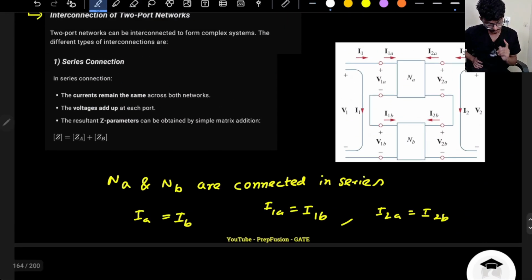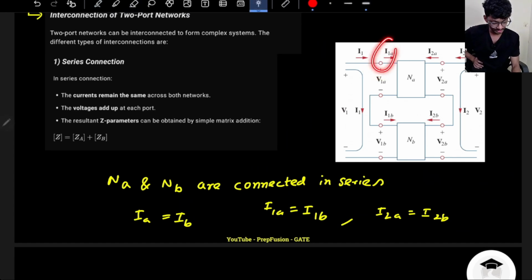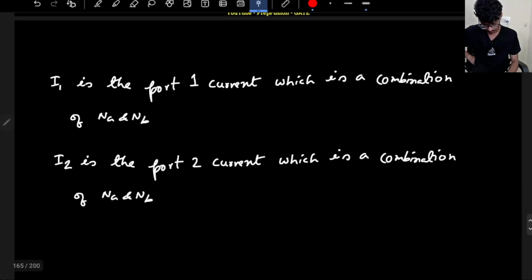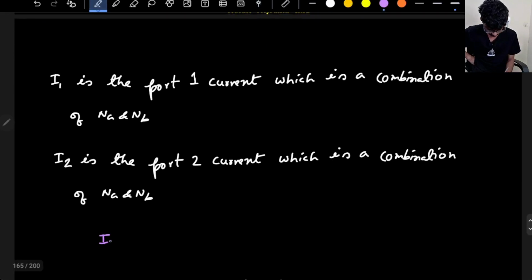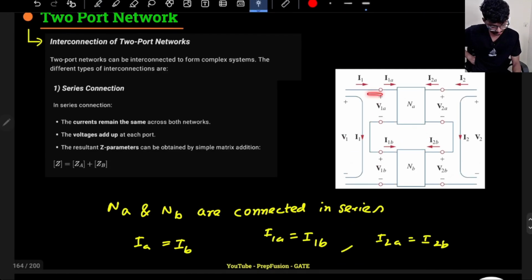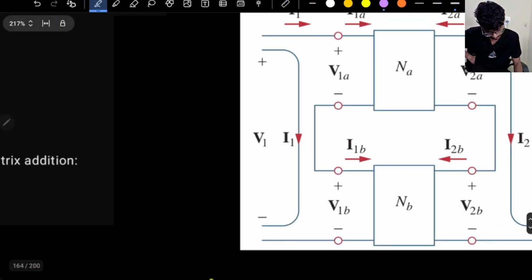Okay, so next, what about the individual currents? I1A is the port 1 current of network NA, I1B is the port 1 current of NB, I2B is the port 2 current of network NB, I2A is the port 2 current of network NA. If I notice, my I1 and I1A are the same, right? And what is the property of a port? Whatever current goes into one of the terminals of the port should come out of the other terminal. So this also will be equal to I1A.